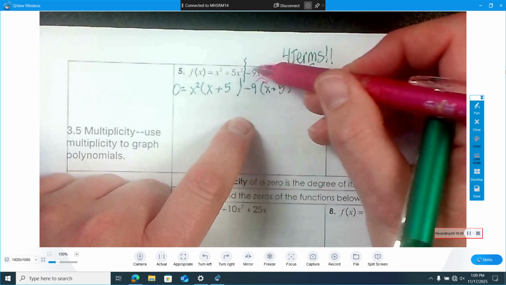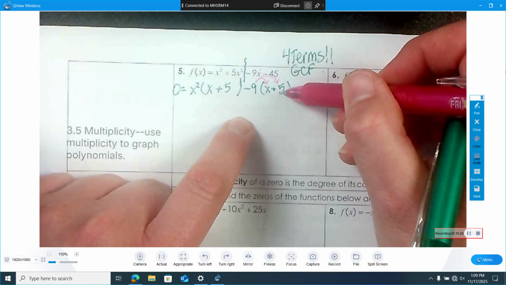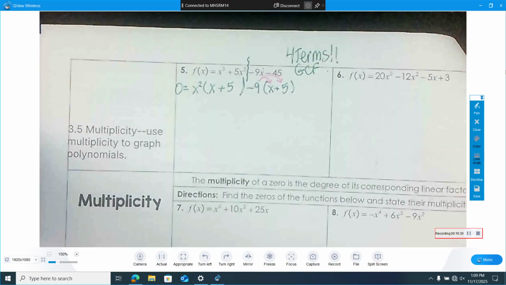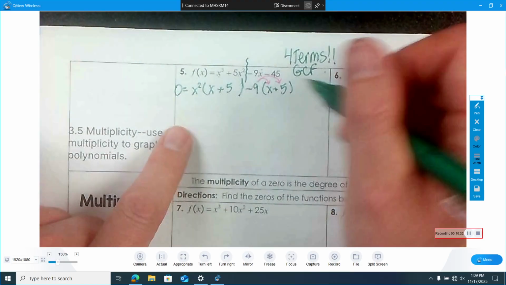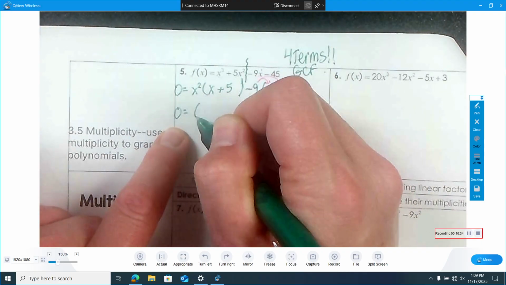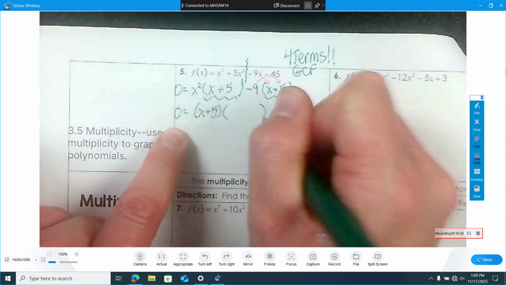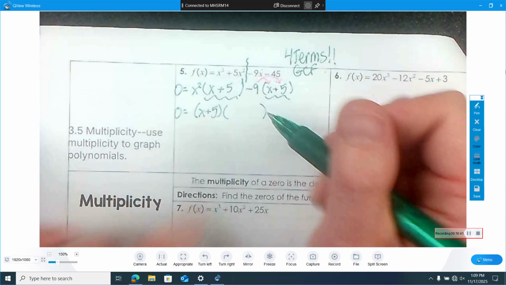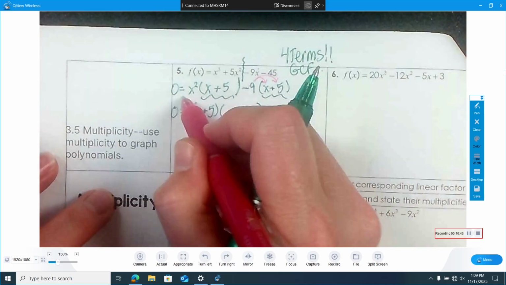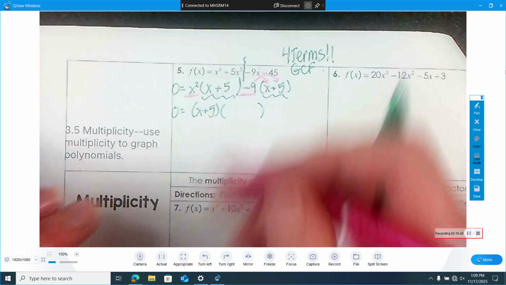Negative 9 times x is negative 9x. Negative 9 times 5 is negative 45. So you have x plus 5. They have that in common, so we can pull that out in front. And what does it leave behind? It leaves the x squared minus 9.